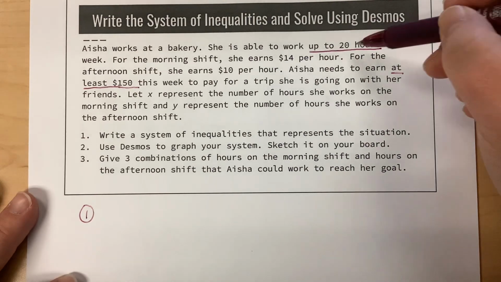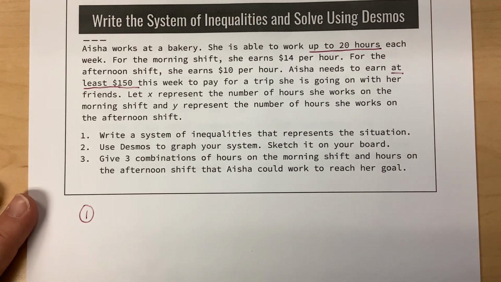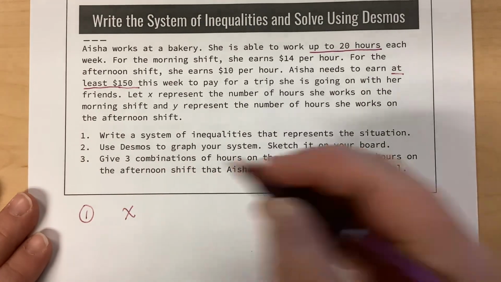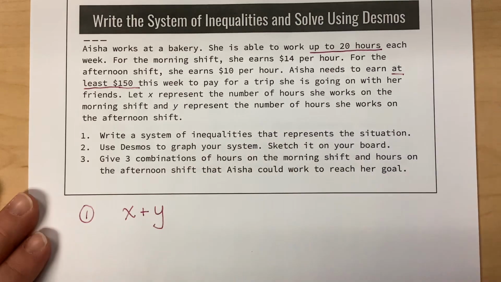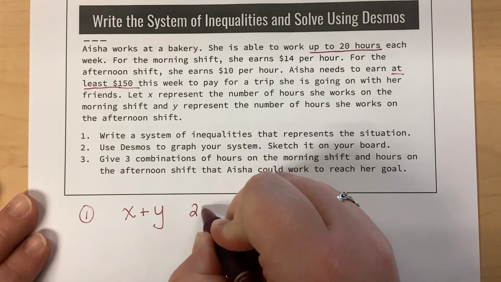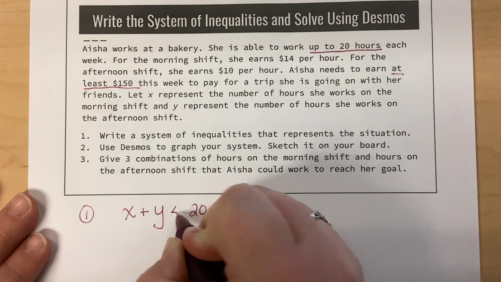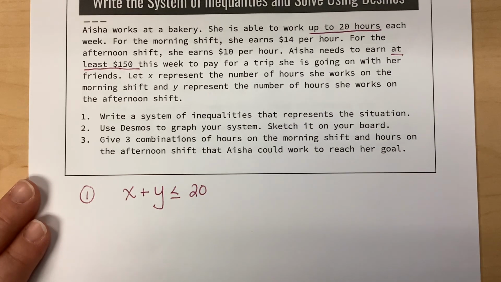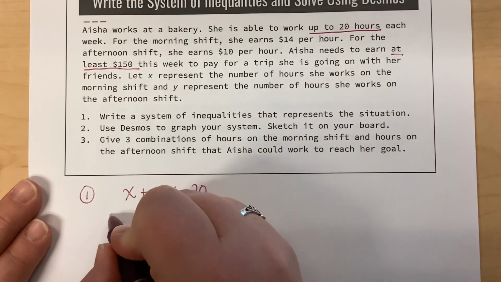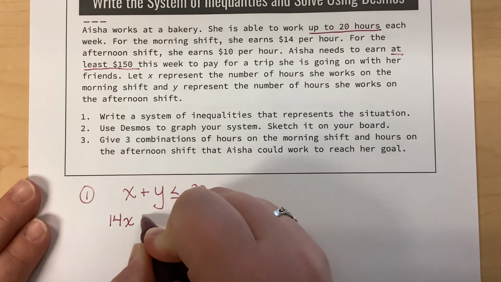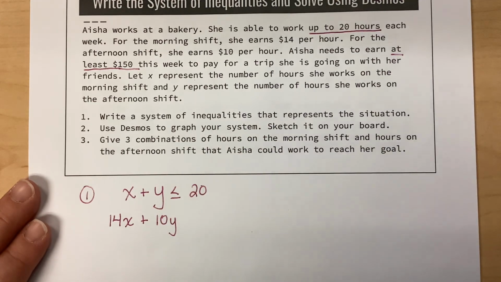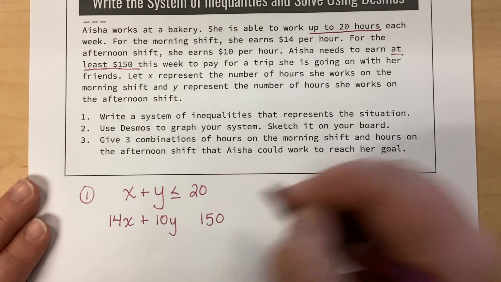Okay. The 20 hours comes from how much time she spends in each shift, okay? So X is the number of hours she works on the morning shift. So if I take the number of hours she works in the morning and add it to the number of hours she works in the afternoon, I know that that amount cannot exceed 20 hours. That means it has to be less than. It could be equal to. She could work exactly 20 hours, but it cannot be bigger. Okay, now I also know that she earns $14 every hour that she works the morning shift. That would be 14x. And I also know that she earns $10 per hour for every hour she works on the afternoon shift. And I also know that she wants to earn at least $150.